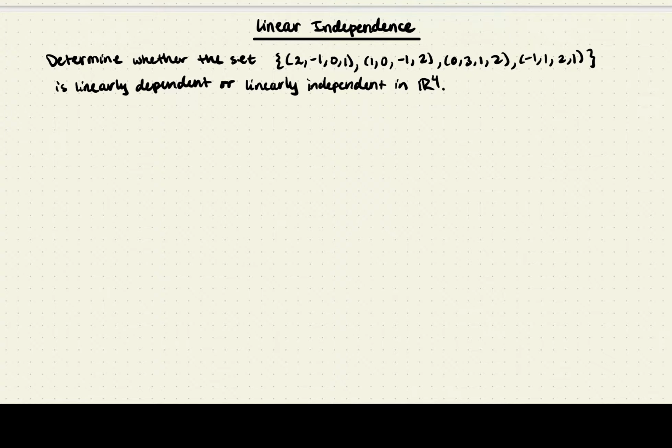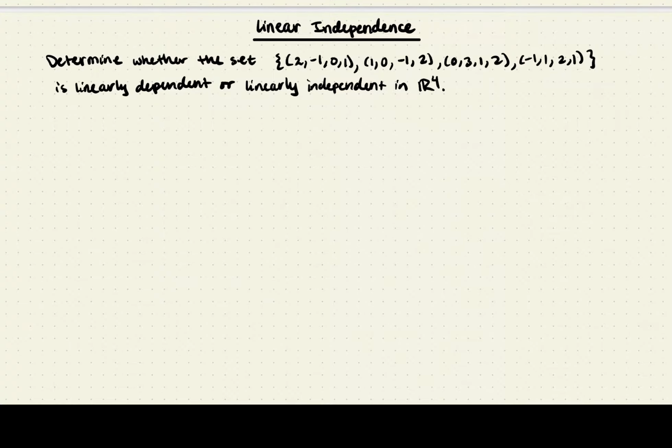In this video, I want to talk about linear independence in Rn. We're going to talk about this using an example as a guide, and we're going to use that example to develop some ideas about linear independence. So we're going to determine whether the set (2, -1, 0, 1), (1, 0, -1, 2), (0, 3, 1, 2), (-1, 1, 2, 1) is a linearly dependent or independent set in R4. Notice we have 4 components in each of these vectors. That's how we know we're in R4.